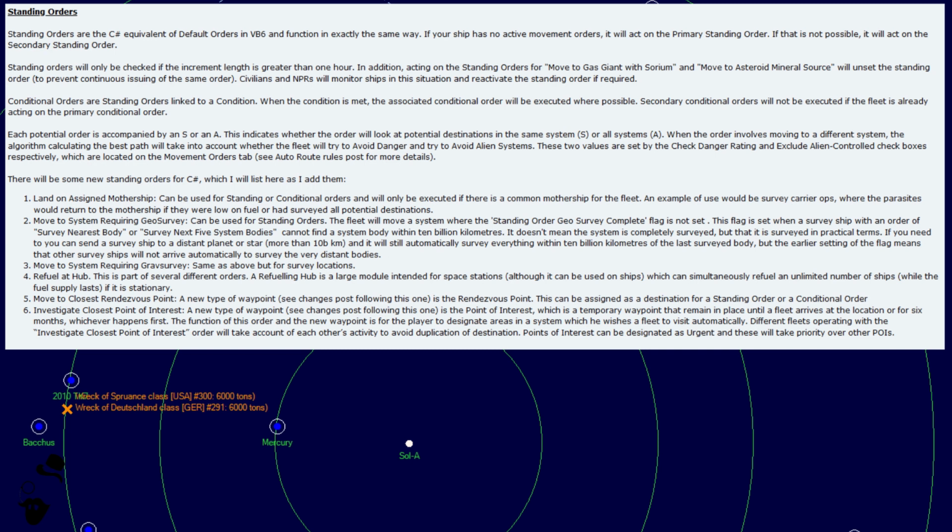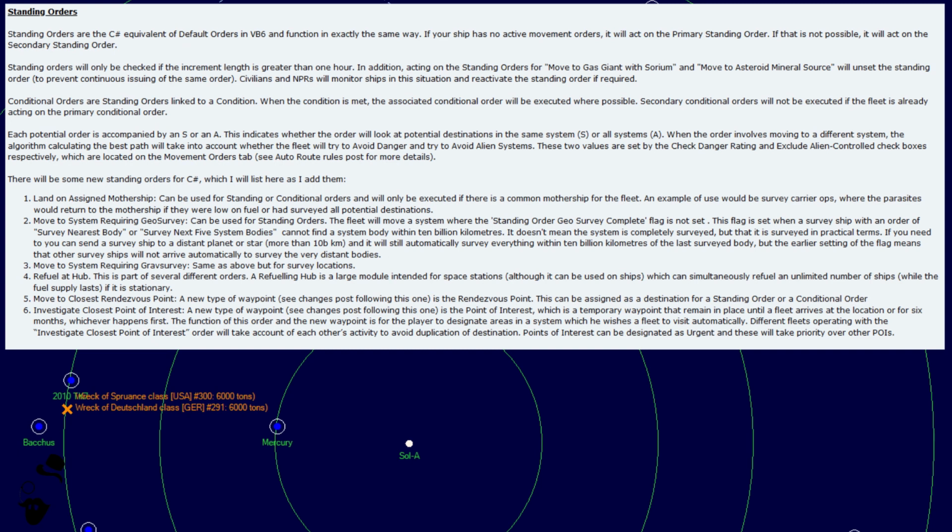Number 1, land on assigned mothership can be used for standing or conditional orders and will only be executed if there is a common mothership for the fleet. An example of use would be survey carrier ops, where the parasites would return to the mothership if they were low on fuel or had surveyed all potential destinations. Corollary, it seems that no survey is a condition, which is cool.